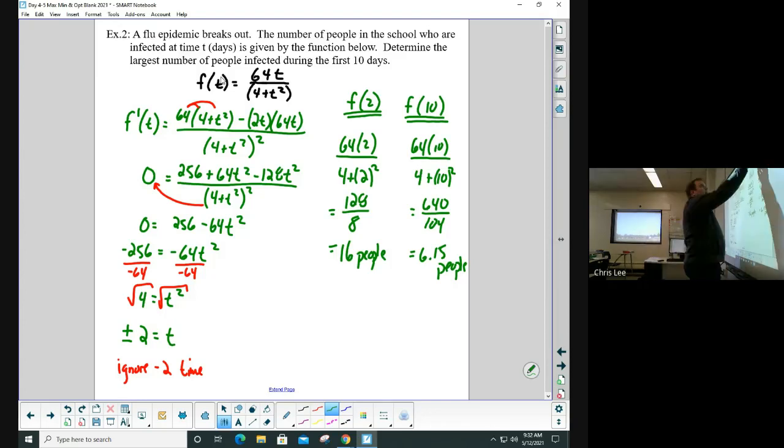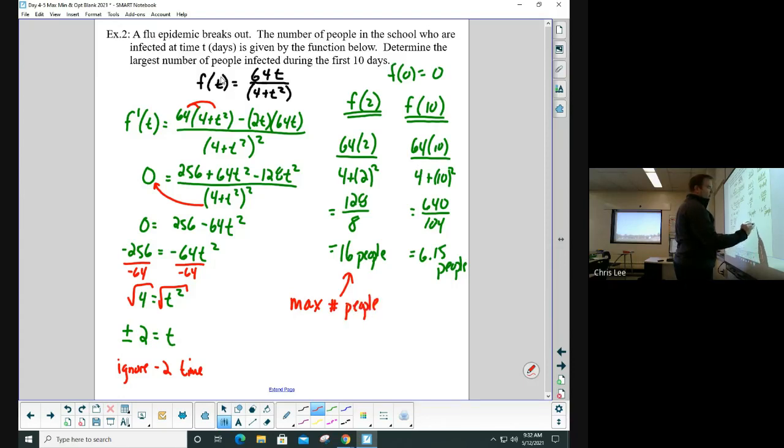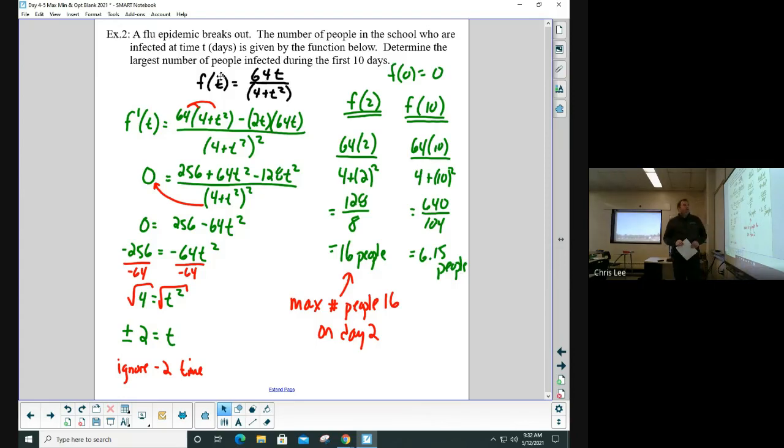And I guess I should just at least somewhere say, I also checked the 0 spot and put 0 in and got that. So from this information, the troublesome day is day 2. So the max number of people infected is 16 on day 2. So what this tells me is this flu is very, very quick and people can recover relatively quickly. And it doesn't really spread that badly.